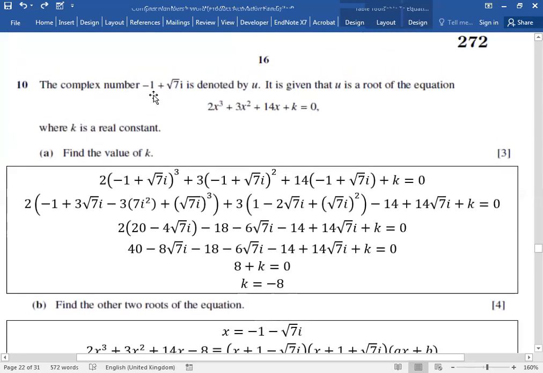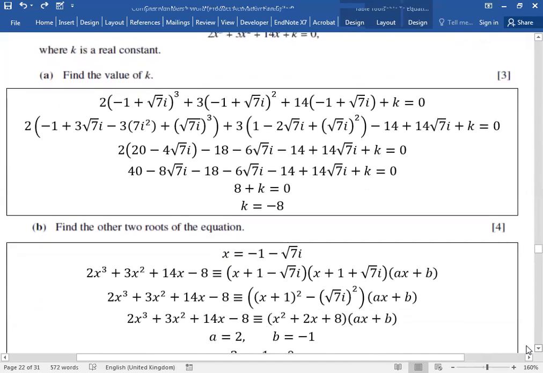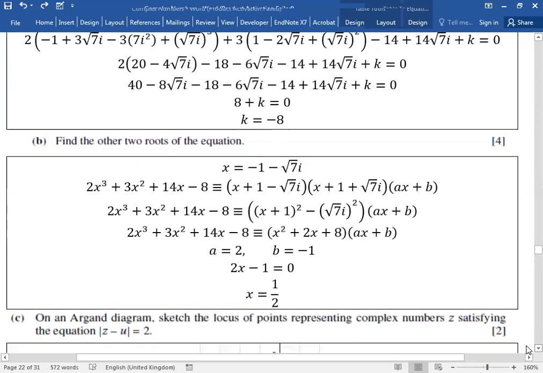Okay, so the question has told us that u is -1 plus under root 7 iota. And now let's focus on the loci part of this question. On an Argand diagram, sketch the locus of points representing complex number z, satisfying the equation mod of z minus u is equal to 2. So what will you do? The distance of z from u is 2. So u will be your center.